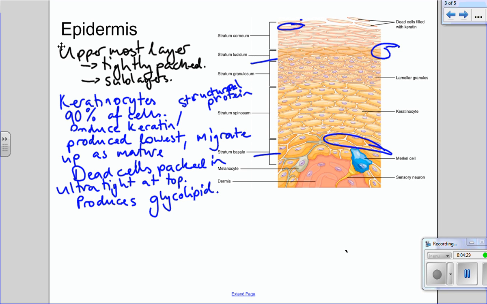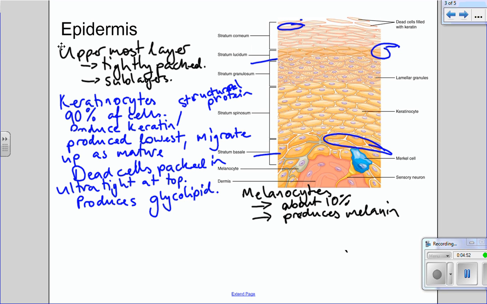Several other things we have. We have melanocytes, about 10%. They produce melanin, and the melanin is then distributed throughout all the other cells. As the sun comes down and stimulates it, that stimulates the overall production of melanin. So when UV light hits it, that causes it to produce more melanin.